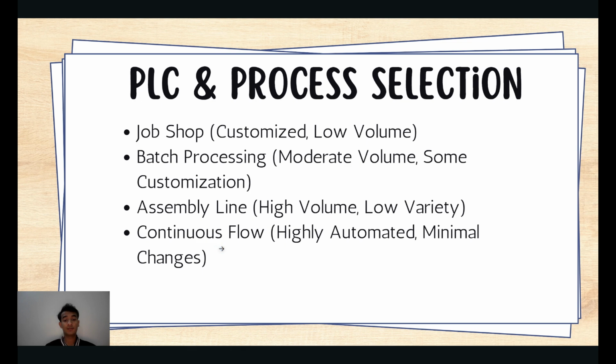Continuous flow is for products which need minimal change and are highly automated. The best example would be any very large scale industry and production. Pepsi and Coke are the best examples for them.